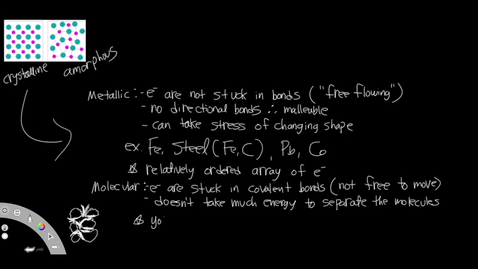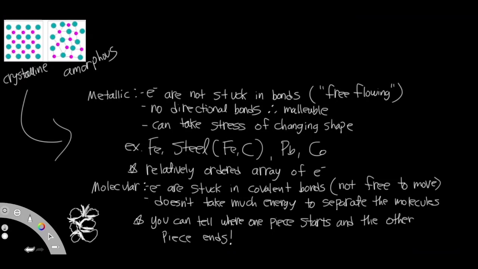So maybe I'm going to write here that you can tell where one piece starts and the other piece ends. This is quite in stark contrast to a covalent network, where you will not be able to tell where one piece starts and one piece ends. It's actually quite one big sheet, and we're going to be looking at that next.